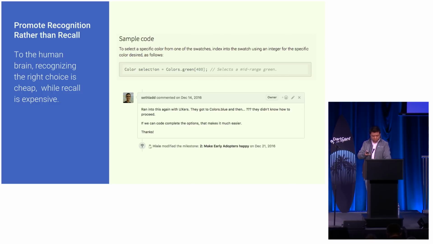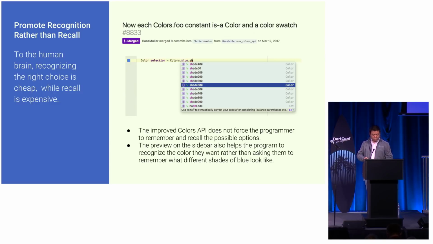After realizing there was a problem with this API, we redesigned it and made sure all the shades of a particular color would show up in the autocomplete box, and also added a little preview on the sidebar of the code editor to tell you which exact shade you have selected. So these changes have turned a pretty expensive recall operation in the user's head into a less expensive recognition operation. And this is also a case where API redesign can really enable tooling.